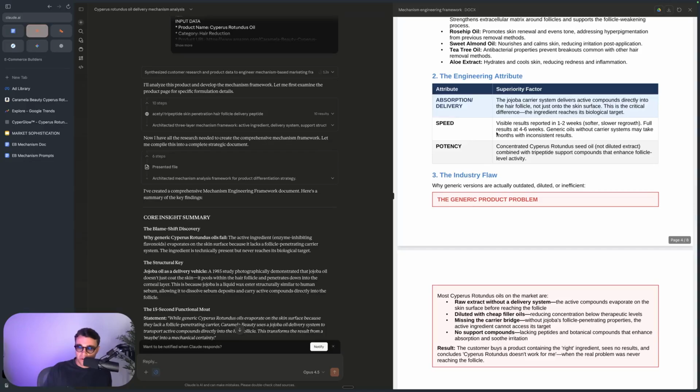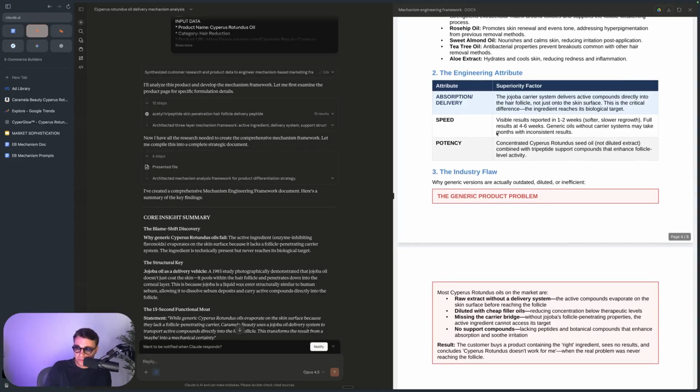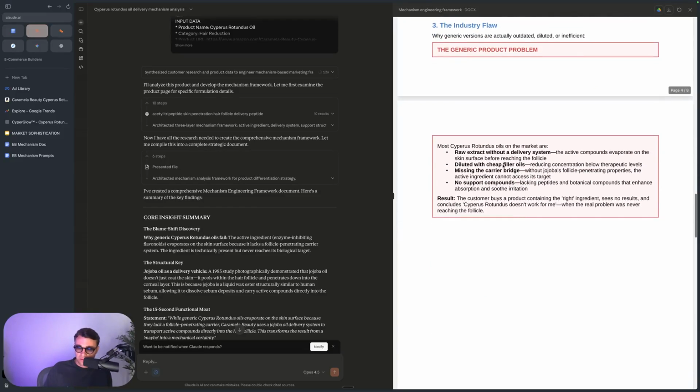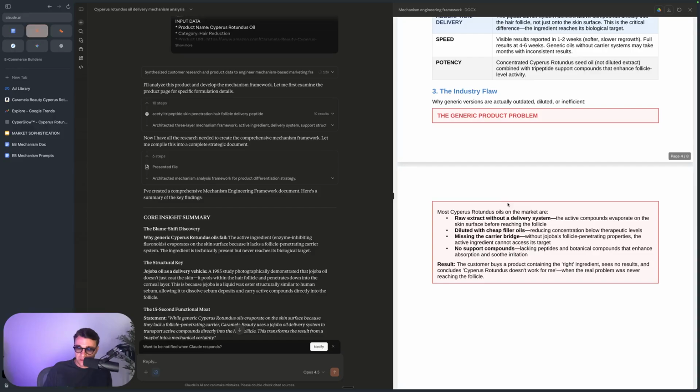The engineering attributes. Absorption/delivery: the jojoba carrier system delivers active compounds directly into the hair follicle, not just onto the skin surface. This is the critical difference. The ingredient reaches its biological target. Speed: visible results reported in 1 to 2 weeks. Softer or slower regrowth, full results in 4 to 6 weeks. Generic oils without carrier systems may take months with inconsistent results. Potency: concentrated Cyperus rotundus seed oil, not diluted extract, combined with tripeptide support compounds that enhance follicle level activity and androgen flow. Okay, so again, this is good.